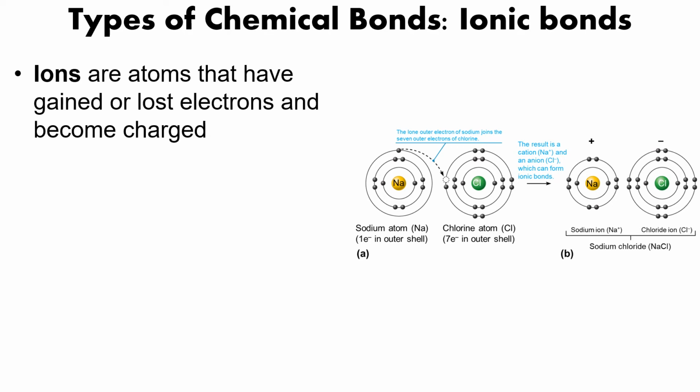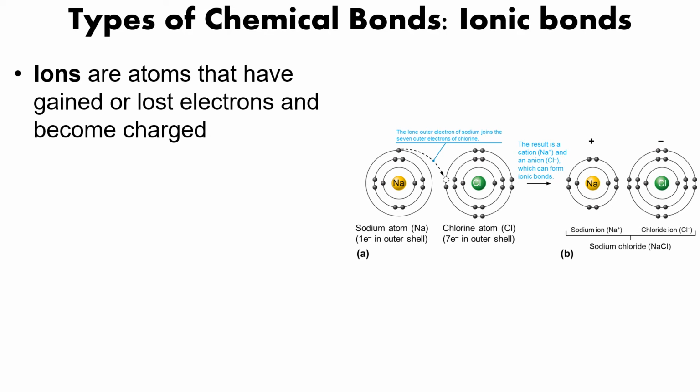Electrons are negative, so let's think about this. If you have something that's negative and you get more of them, so you get an extra electron, you're going to become more negative, which would be an ion, so a negative ion. If you, however, give away an electron, so you're giving away something that's negative, that actually makes you a little bit more positive, and so that is called a positive ion.